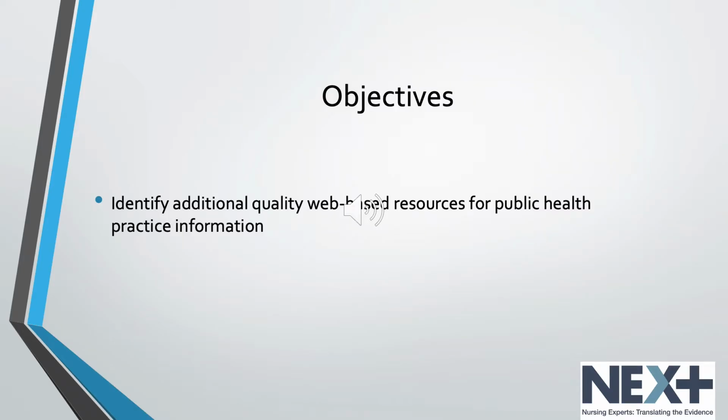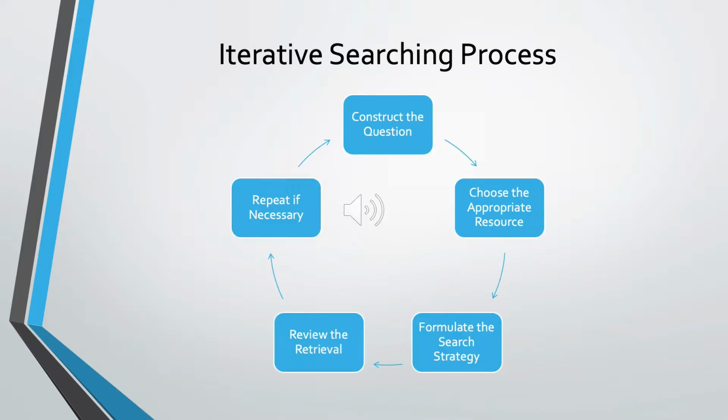Our objectives for today are to identify additional quality web-based resources for public health practice information. Before we actually do any searching, I want to say a couple things about the process of searching for information. First, searching for evidence is a process. Nobody conducts a perfect search and finds everything that they want the first time. You will need to spend time searching, revising, and searching again until you have what you need or are sure that it does not exist.